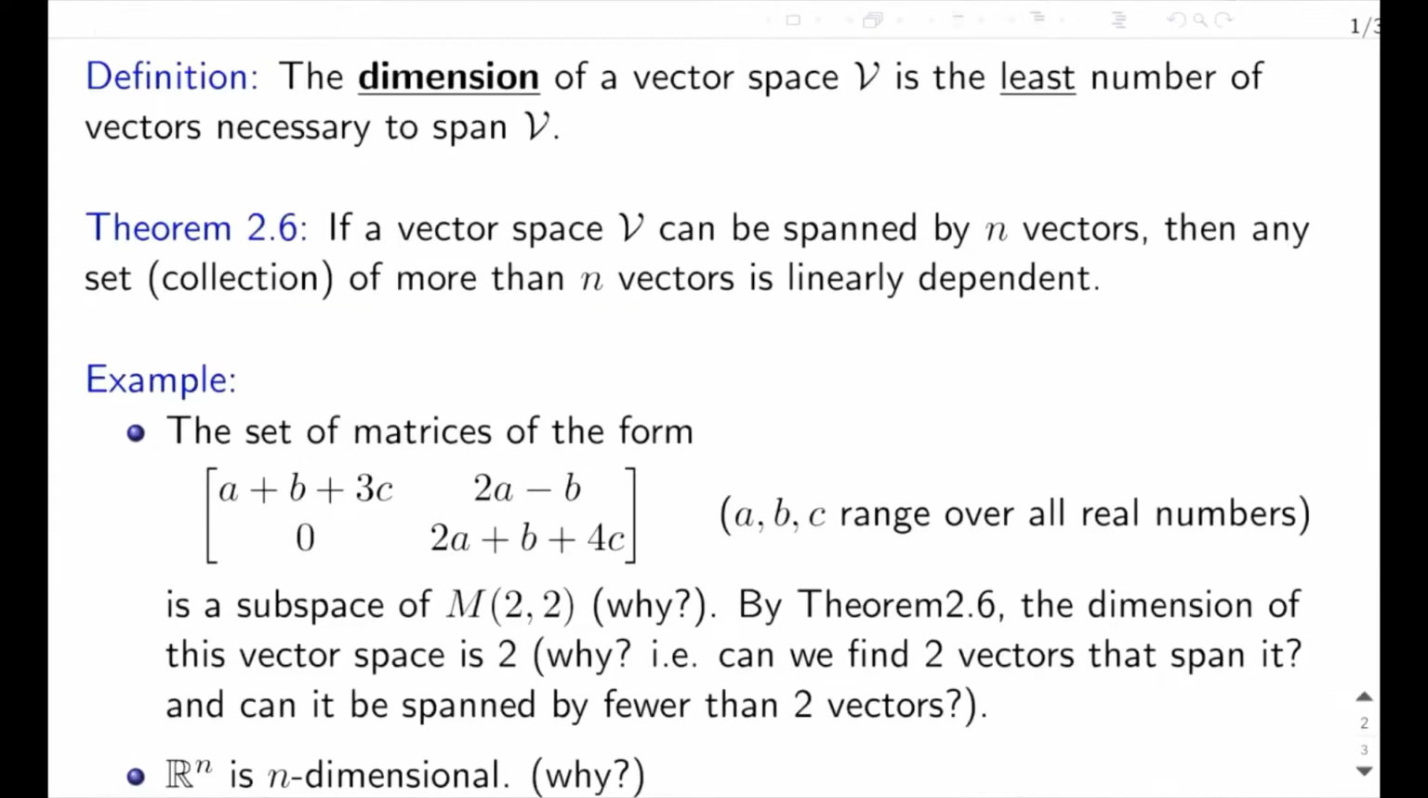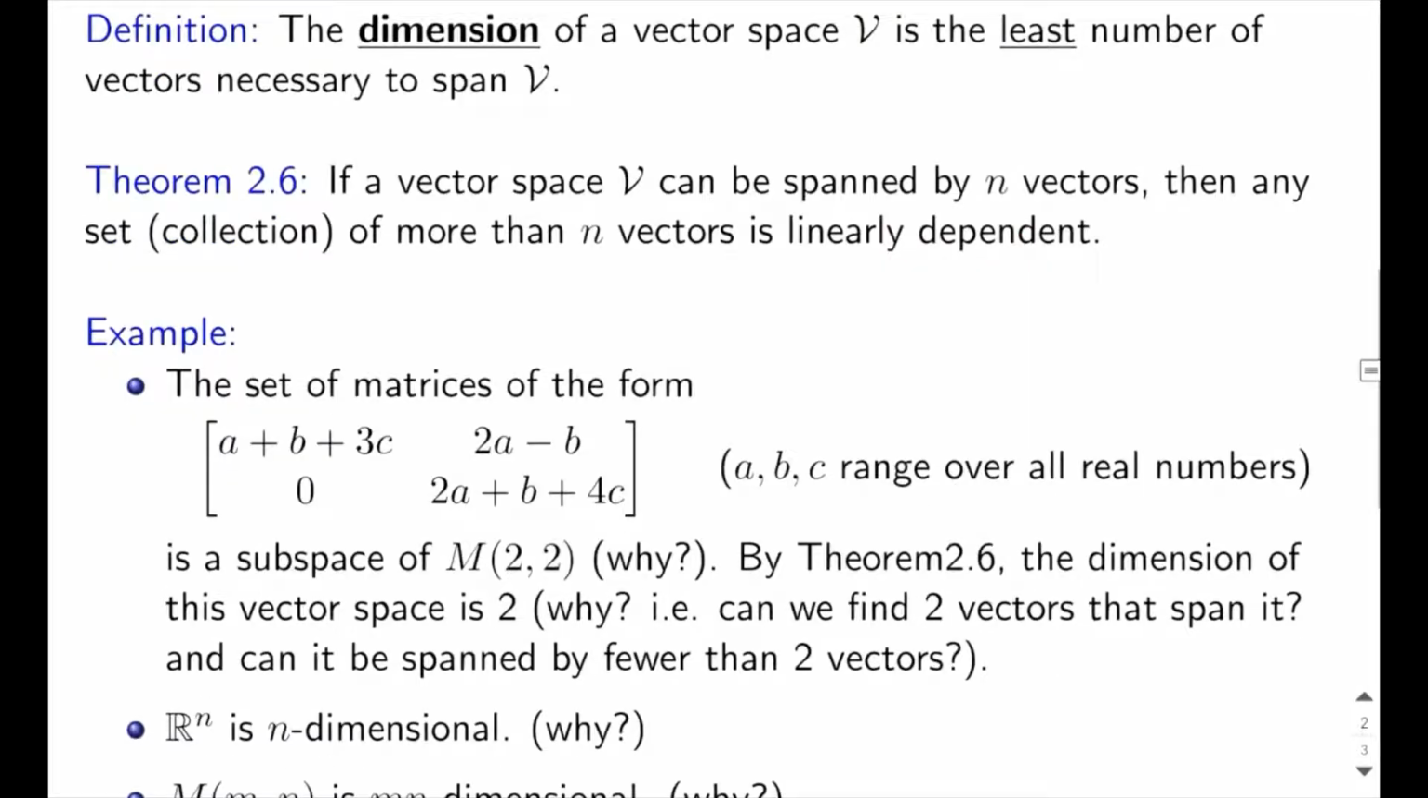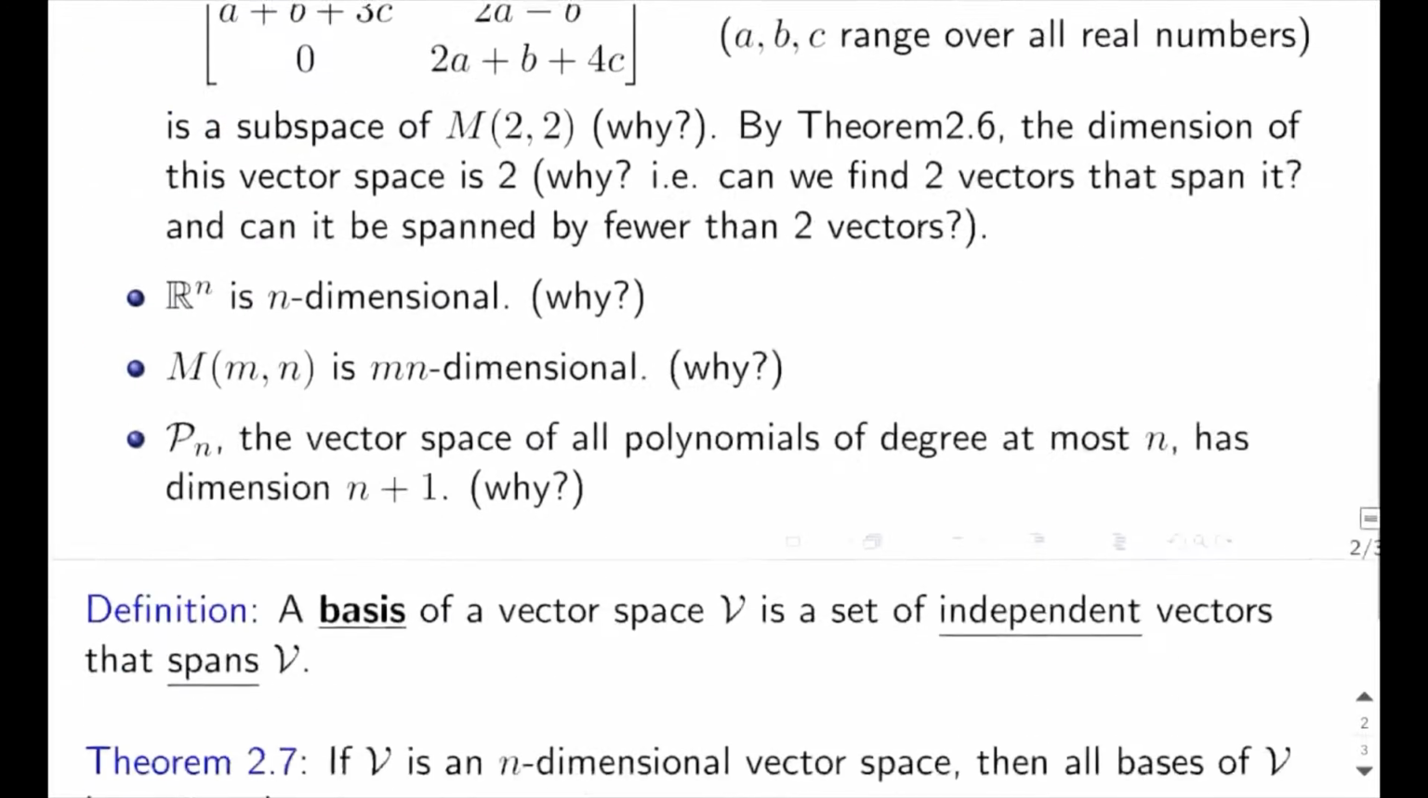All right. I'm going to give you the proof of theorem 2.6. Theorem 2.6 says that if we know that a vector space can be spanned by n vectors, then any collection of more than n vectors will surely be dependent. So what we have is V being a vector space spanned by n vectors. And we are going to start with any collection of vectors that has, say, m more than n vectors. Then we need to prove that that collection is dependent. So that's what we are going to do.